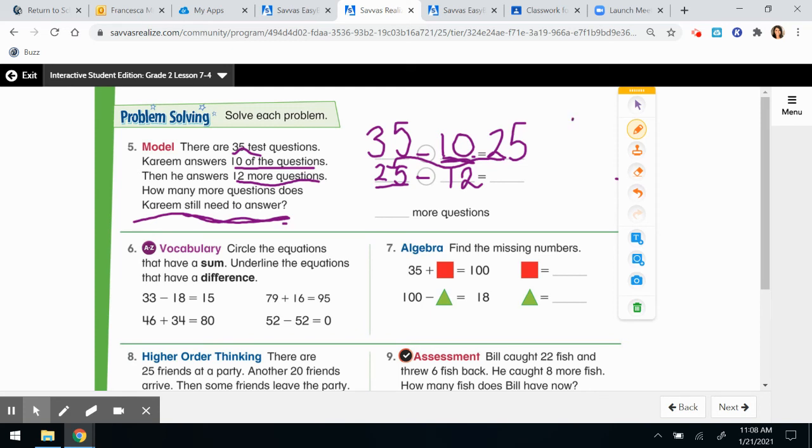If you want, you could set it up over here. 25 minus 12. 5 minus 2 is 3. 2 minus 1 is 1. 13. That means Kareem still needs to answer 13 more questions.